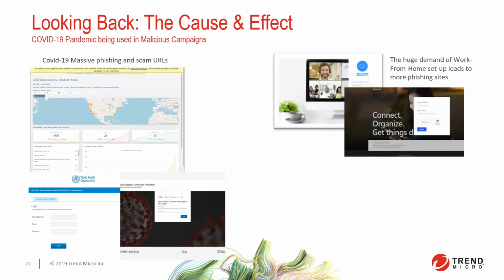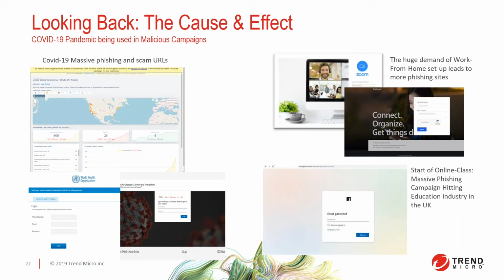In addition, the work from home setup also led Phish URLs to propagate, related to online video communication platforms such as Zoom and MS Teams. And lastly here, online learning classes. Last June 2020, there was a massive Phish campaign targeting the education industry in the UK. Students were asked to fill out a health survey that also made them divulge their personal details.